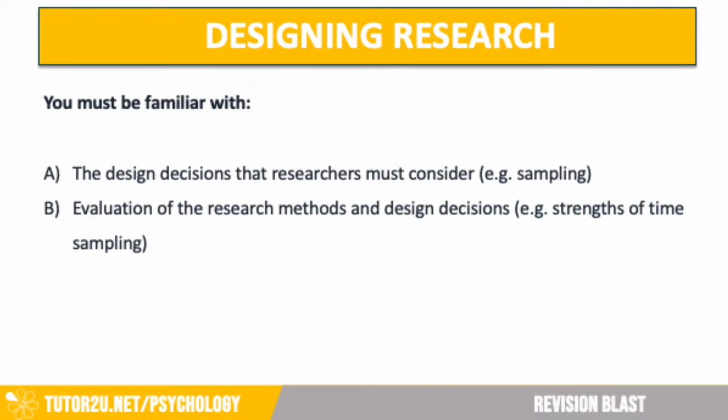So let's first have a look at designing research. You have to be familiar with the design decisions that the researchers must consider. So for example, the sampling technique, and also the evaluation of that research method and the design decision. So why they chose to use that, what are the good things about using that method, and what are the bad things. So for example, the strengths of the sampling technique, or perhaps the strengths of using time sampling, for example.